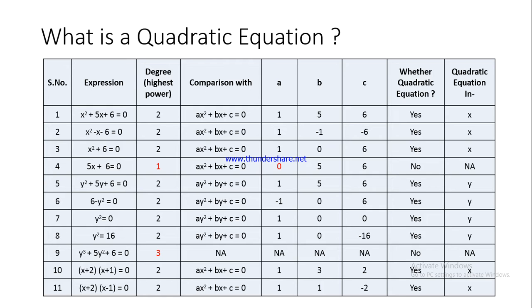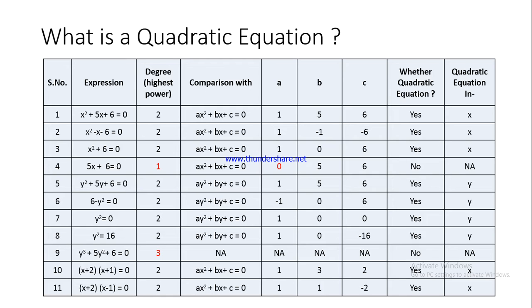Expression number 1 is very simple. You are comparing it with ax square plus bx plus c is equal to 0, and you will find out that it is basically a quadratic equation. As far as expression number 2 is concerned, here b's value is minus 1, because you see minus x. If you compare it with bx, actually b will be equal to minus 1 and c will be equal to minus 6.